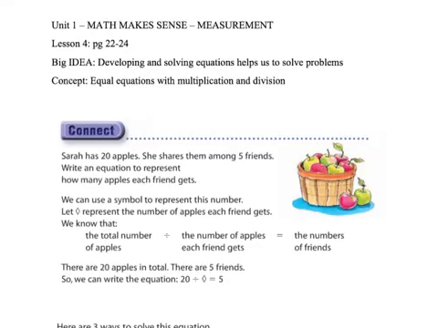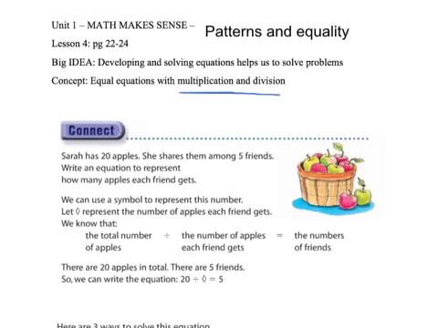All right, we're going to continue with our patterns and equality unit. This is continuing, but it is now finding our unknown using multiplication and division. So not any different. We know that equations are equal. Both sides have to be the same. But this time we're going to use multiplication and division to find that unknown number, the number that we're trying to figure out. So let's take a look at our Connect section.